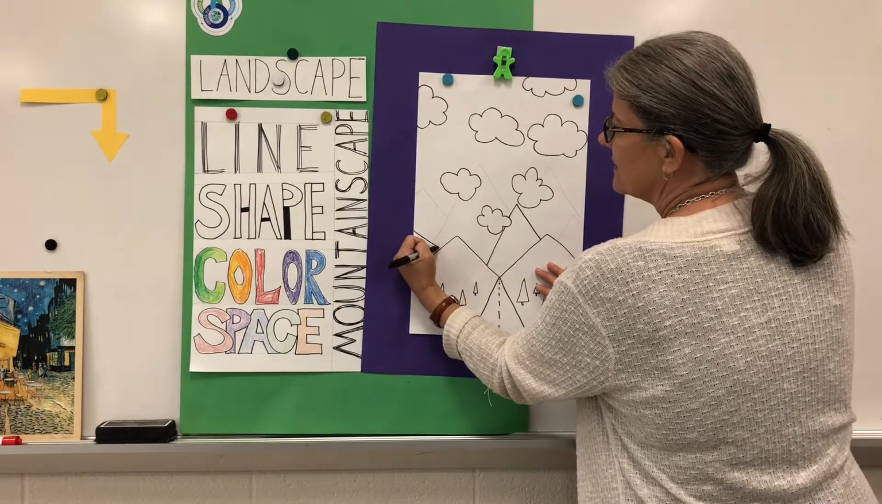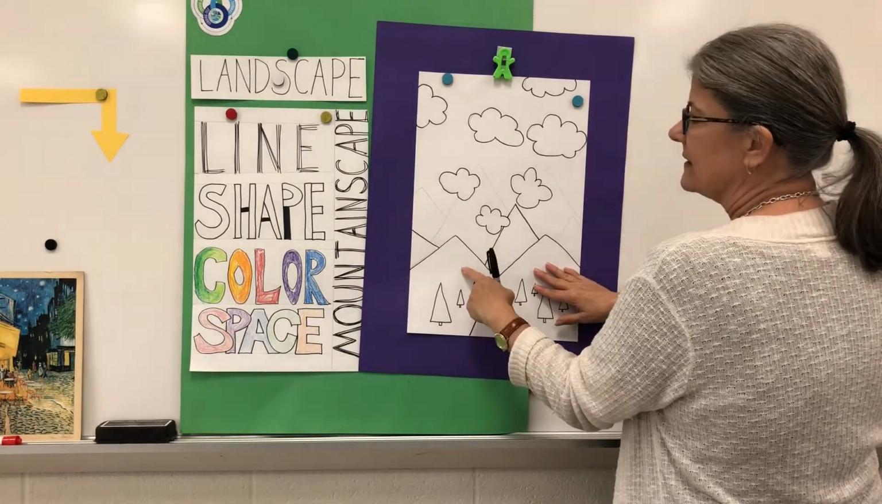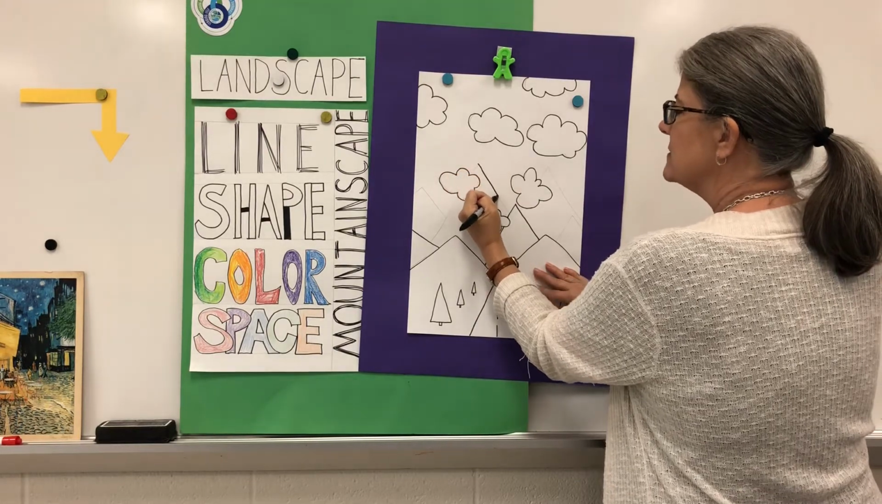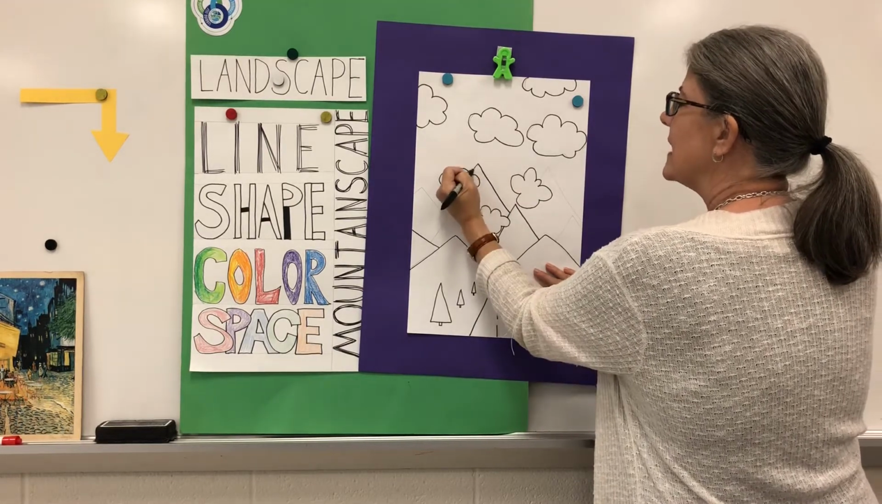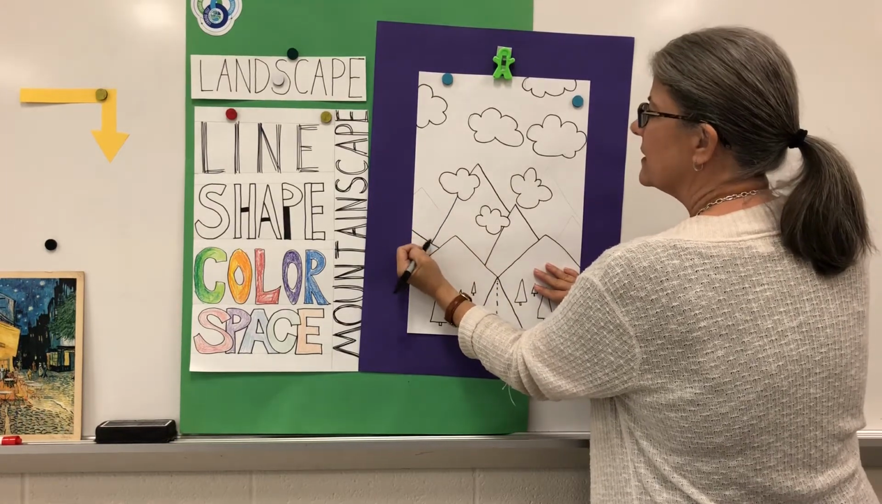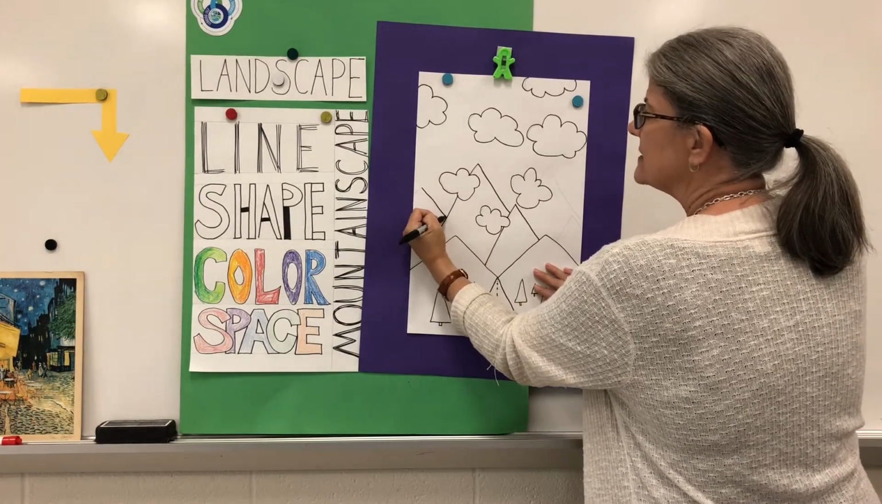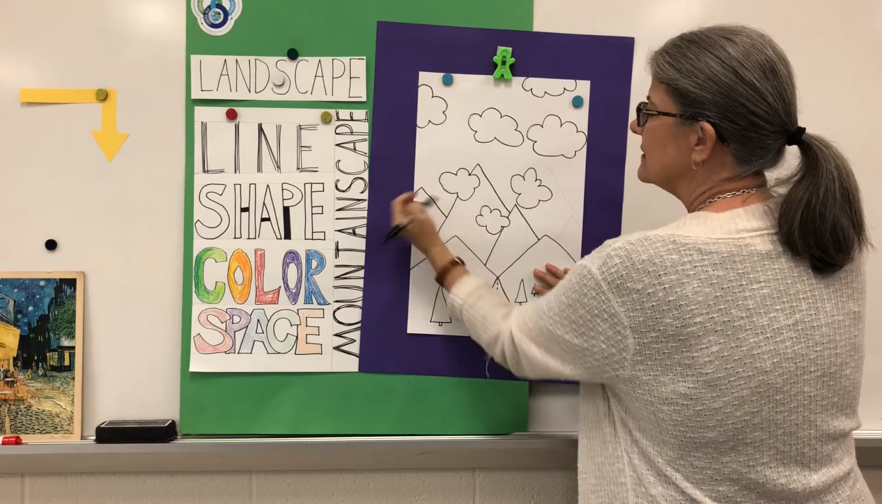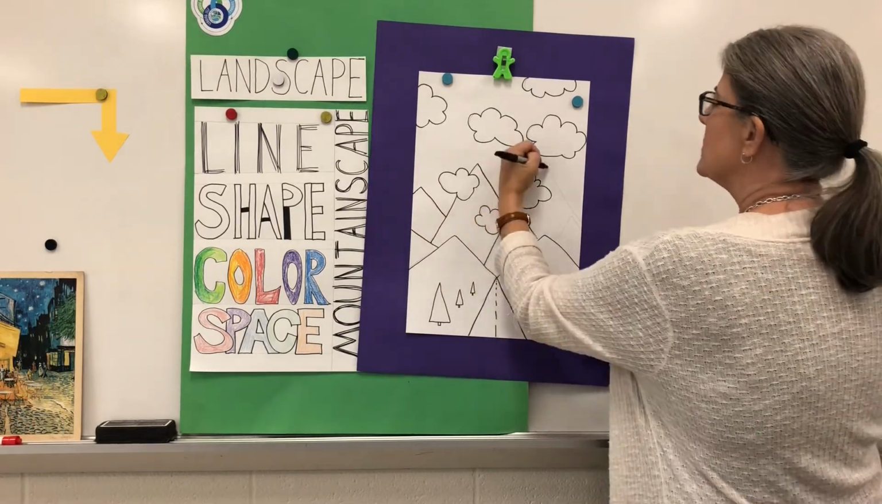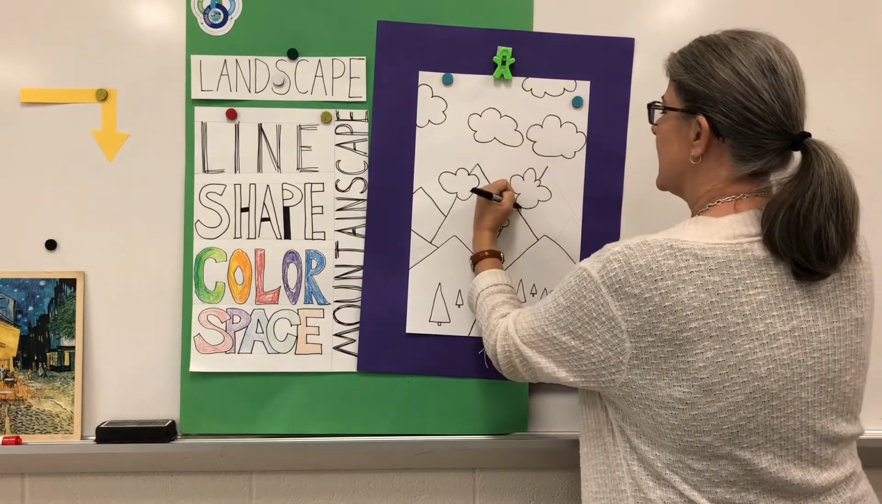I want to put a mountain over here. It's behind this mountain. I want to come up above the cloud, and I'm making more triangles, but some are in front of others. I'm going to make this one behind this one. So I have lots of overlapping. I'm going to make one more mountain here behind this cloud.